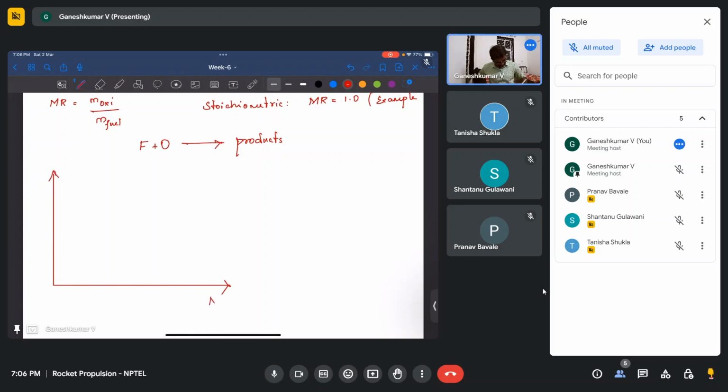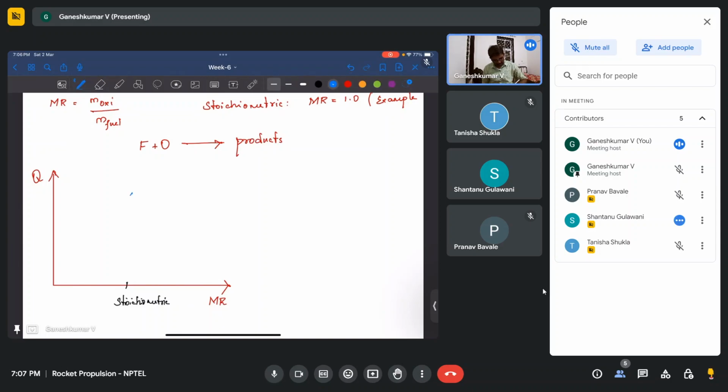Let's say I have a mixture ratio here and Q here, the heat of reaction. Is that what you're referring to, Shantanu? Exactly. So let's say this is the stoichiometry, this is one. During stoichiometry, the fuel is completely oxidized and everything forms the product. So once you combust the mixture, you will have only products. That is what stoichiometry means.